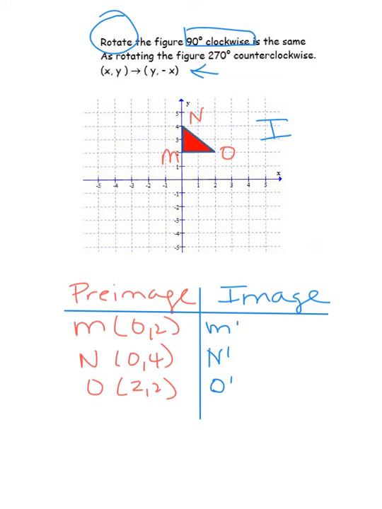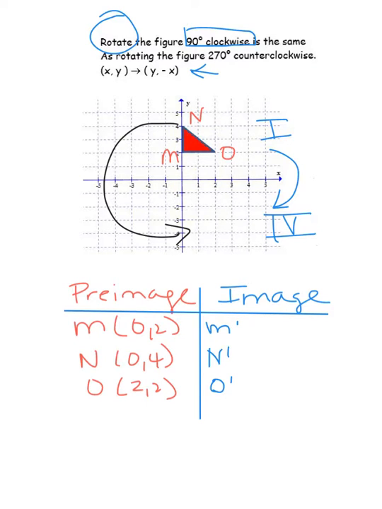If I'm going 90 degrees clockwise, it means I'm going here. So I'm going to end up in quadrant 4. Now, if I rotate 90 degrees clockwise, that's the same thing as rotating 270 degrees counterclockwise. I would still end up in quadrant 4. So let's follow the rules.